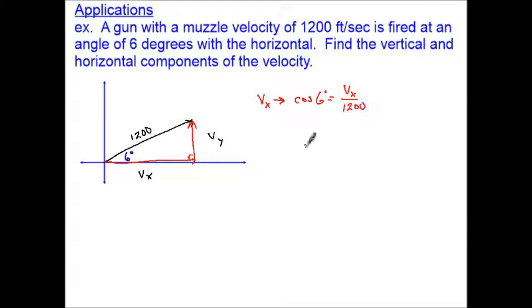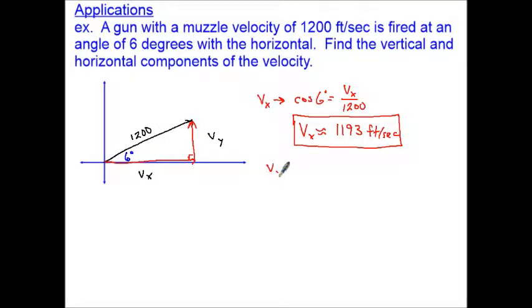Okay, and a little bit of solving should quickly get you to v sub x is approximately equal to 1193 feet per second. So this guy is moving horizontally at 1193 feet per second. Hopefully that makes sense, because if the total velocity is 1200 feet per second and I'm only going at 6 degrees, most of it is going horizontally. So that number being close to this one is not too shocking.